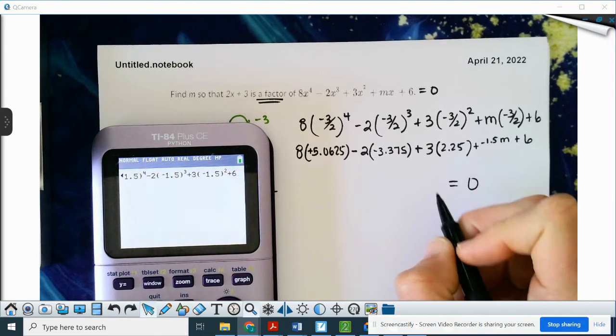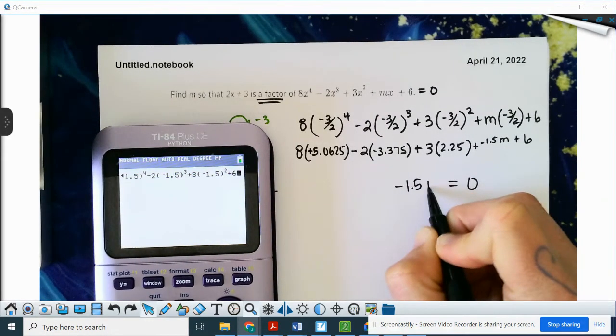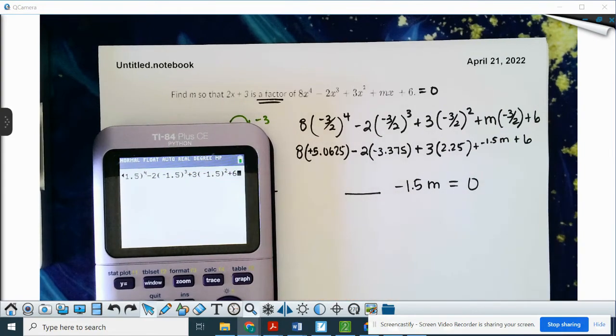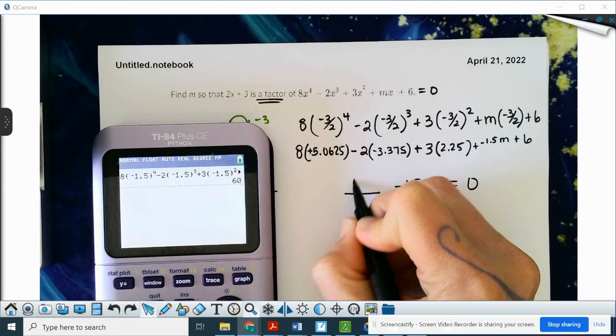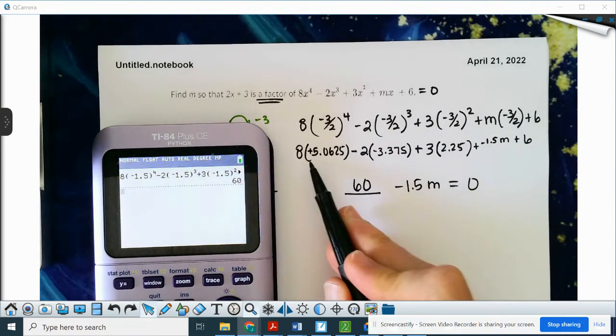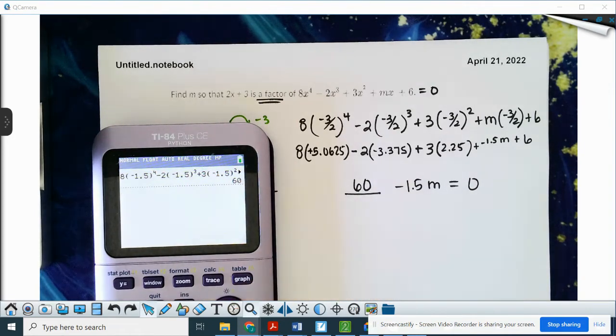So right now I have -1.5m, and what we're looking for is this right here. Hit enter. It's going to be 60 when we put all that together. It looks all nasty, but it's a matter of making sure you use your parentheses, go slowly enough, and put everything in correctly.